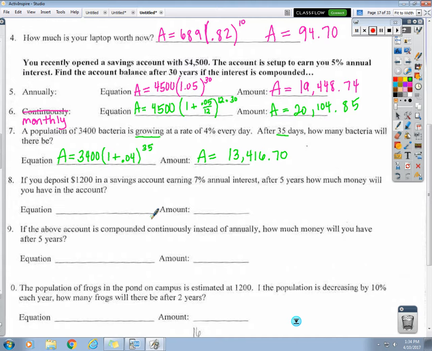Okay, number 8. If you deposit $1,200 into a savings account earning 7% annual interest, after 5 years, how much money will you have in the account? So A equals, you're starting with $1,200. The account is earning, which means you're increasing, so plus 7% is 0.07, so you can just go ahead and combine that to 1.07, and then 5 years. And so how much money are you going to have in your account after 5 years?